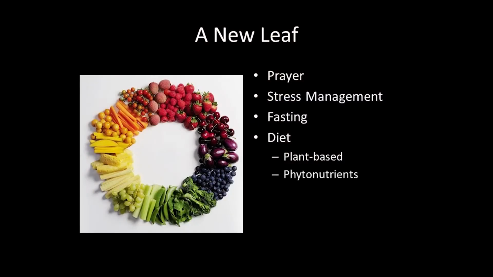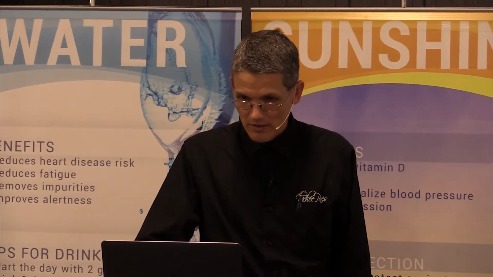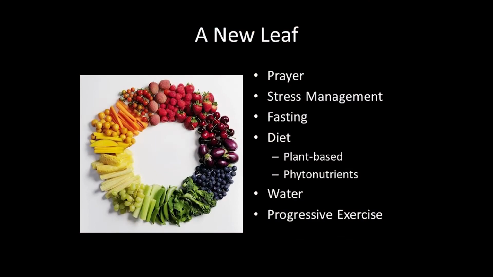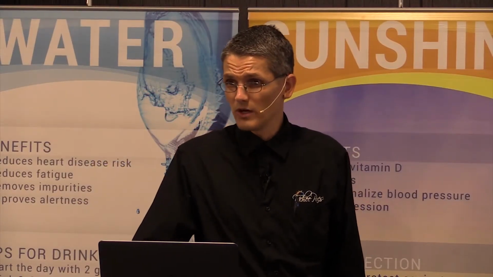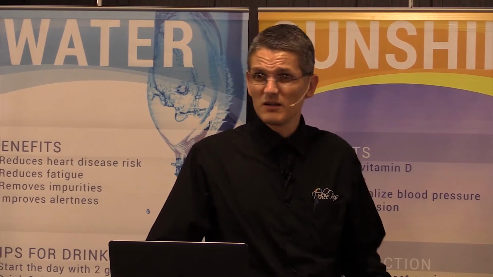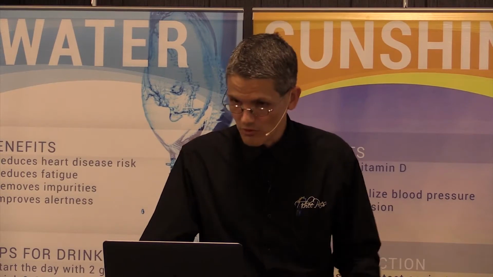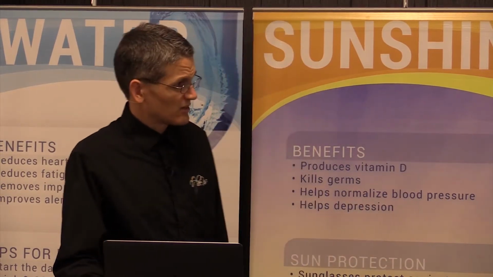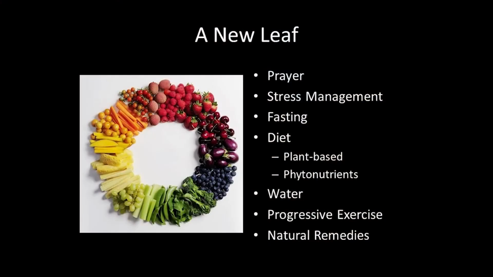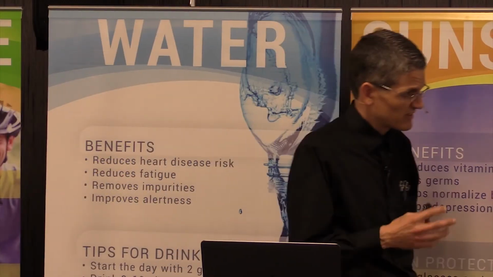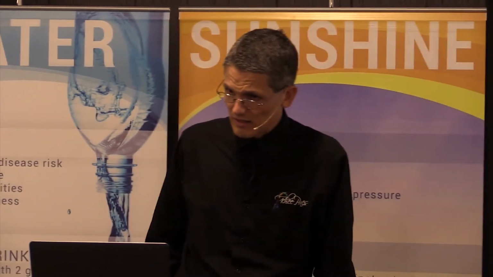So plant-based diet, lots of phytonutrients in there to help. Also, he recognized that he had to drink a lot more water than he was before. He was kind of chronically dehydrated. Got him involved in some progressive exercise. Remember, he was having difficulty walking, so every day we got him out on the campus to walk a little bit more, and a little bit more. And then using natural remedies, some hydrotherapy treatments, some herbs that help with diabetes and insulin resistance and so on. And what happened?